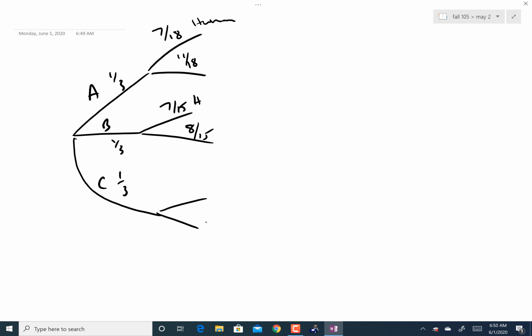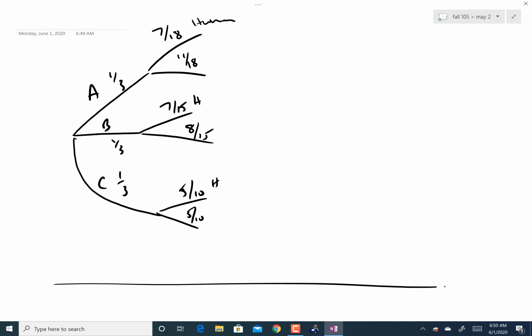Excuse me. The third column is 10. So it's 5 out of 10 human, and 5 out of 10 non-human, of course. So then the question asks, given that it was human caused, what's the probability it came from station C?